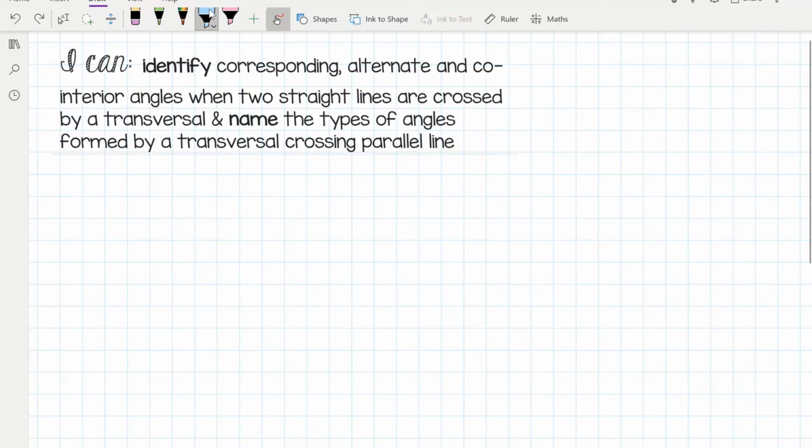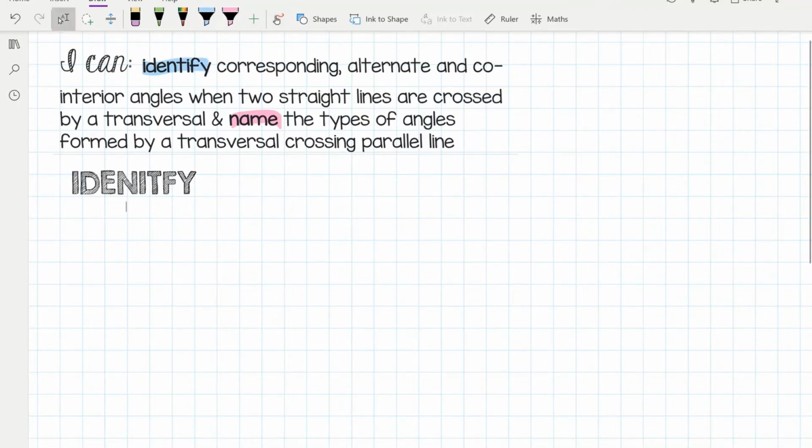Woohoo! We've made it to the last angles video. Well done. This video covers a lot, and so we're going to break it down into smaller chunks. Let's start by looking at the verbs in our I can statement. We have identify and name.